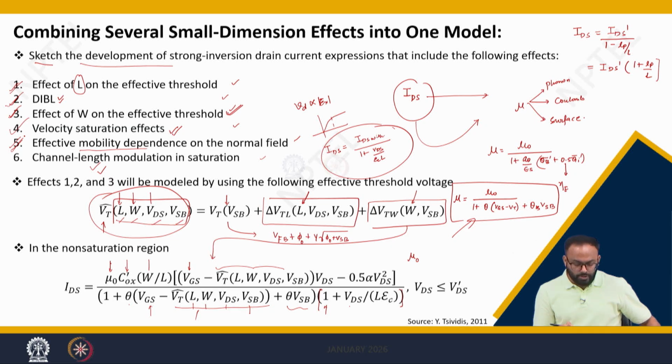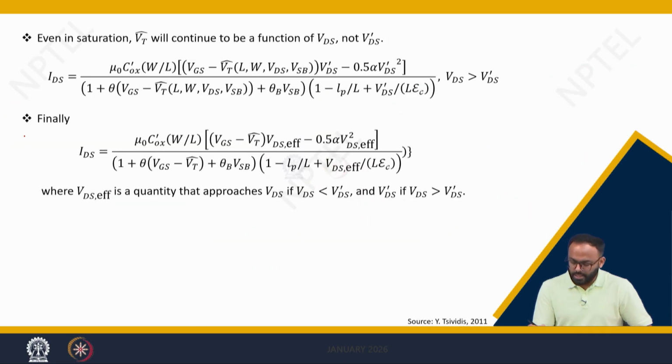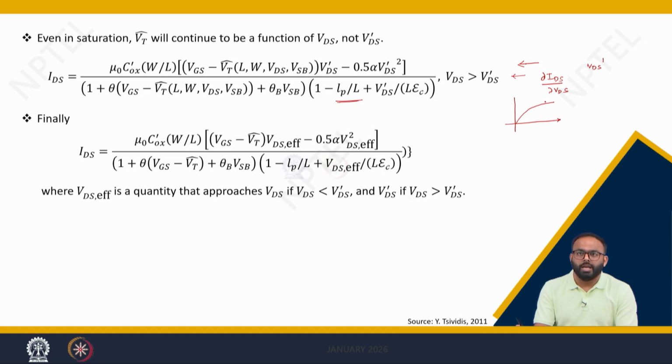Now we can also include the channel length modulation by just rewriting in terms of 1 minus LP by L. So this equation can be solved for channel length modulation, and we solve this equation by finding delta IDS by delta VDS to find out what is VDS dash. Strictly speaking, as we have said, the transition from non-saturation to saturation is very smooth, and you cannot find out the distinct value of VDS dash. So here we have included all the possible short channel effects.